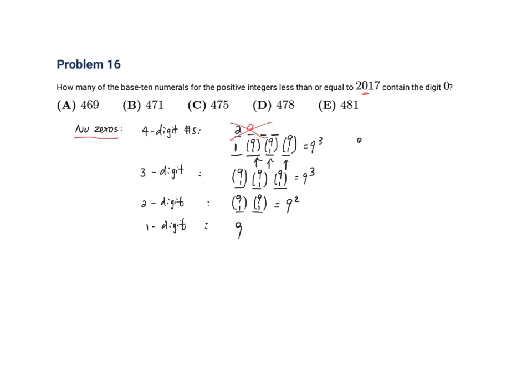When you add these together, there were two 9 cubes, and you get 1548. Therefore, how many numbers contain 0? You have the total 2017 minus 1548. That would be the count.